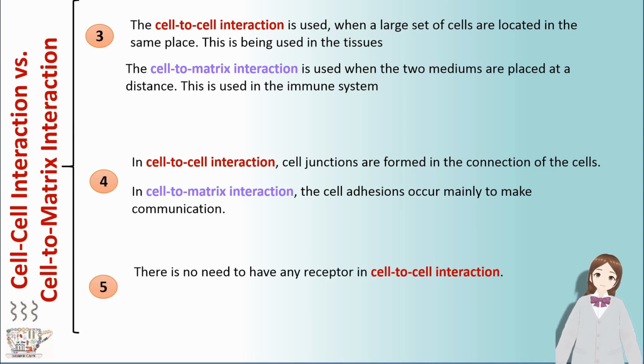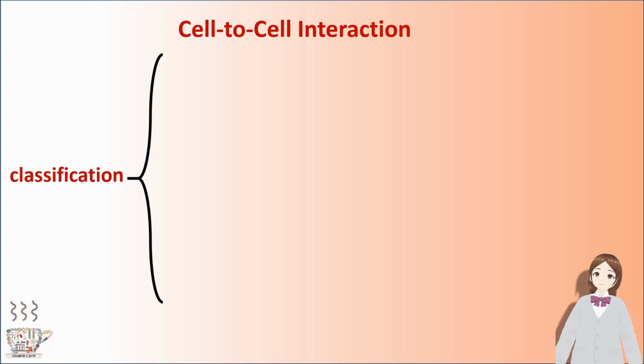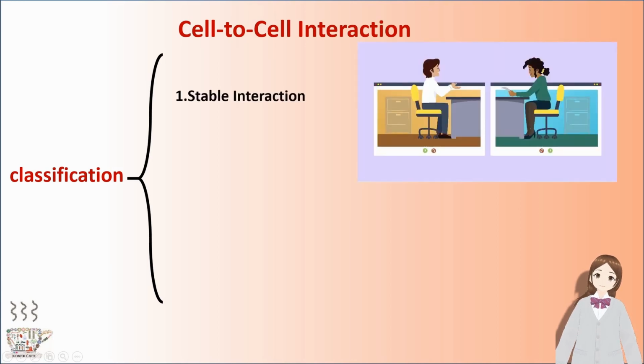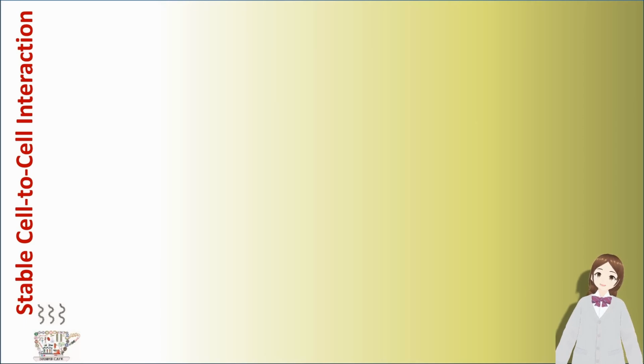5. There is no need to have any receptor in cell-to-cell interaction. But a receptor will be the trigger to start the operation in the cell-to-matrix interaction. Cell-to-cell interaction can be divided into two subgroups: stable interaction and temporary interaction.